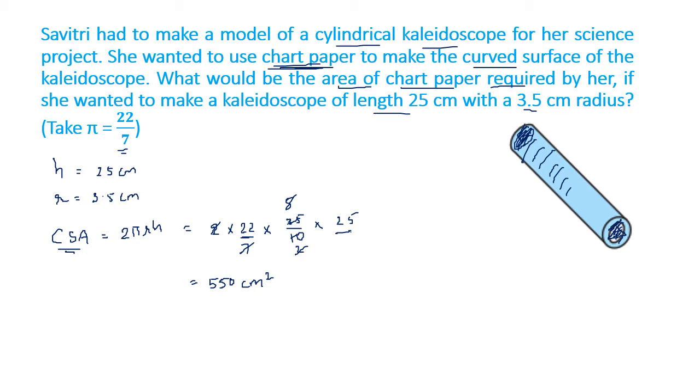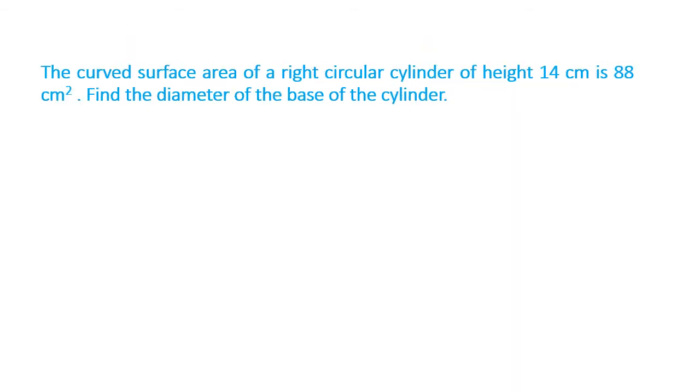Moving on to the next example. The curved surface area of a right circular cylinder, whose height is 14 centimeter, is 88 centimeter square. So what are we given here? CSA equal to 88 centimeter square. Height is given 14 centimeter. What are we to find out? We have to find out the diameter of the base of the cylinder.